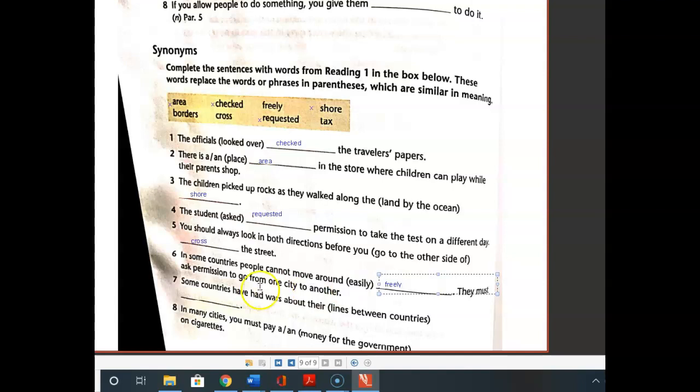Number 7, some countries have had wars about their lines between countries. We know lines between countries means borders. And the last one, in many cities, you must pay money to the government on cigarettes. That would be tax. I hope these videos were helpful in understanding the first reading.